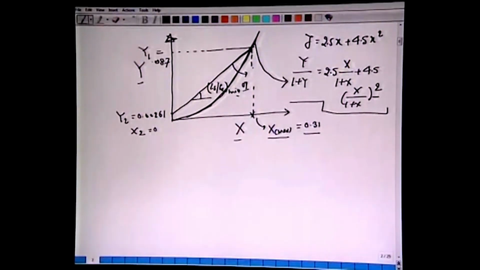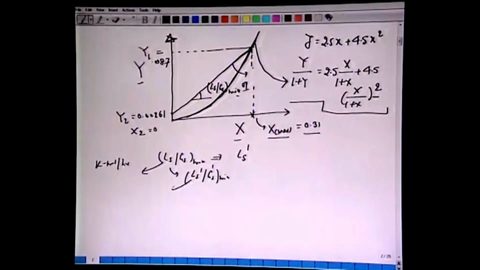From here, the slope LS by GS minimum can be obtained. If we know this slope, I leave this as an exercise, one can obtain LS prime. Note that so far we have been used to plotting LS by GS, but LS by GS is the same as LS prime over GS prime. This is kilomole per hour, and this would be kilomole per hour per meter square, that is, per cross sectional area of the column. So we can write LS by GS as LS prime over GS prime.